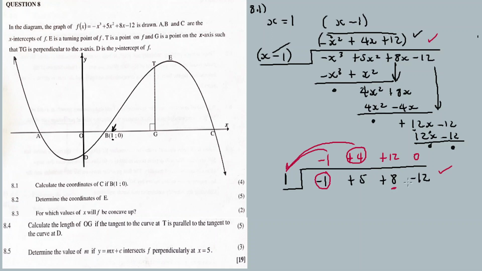This is where you stop. Now you get 0, you stop again, right? So therefore your trinomial will be minus x squared. You take the coefficients, this minus 1, this plus 4 and this 12, those are the coefficients. So the minus 1 is the coefficient of x squared, this plus 4 is the coefficient of x, then the 12 is the constant.